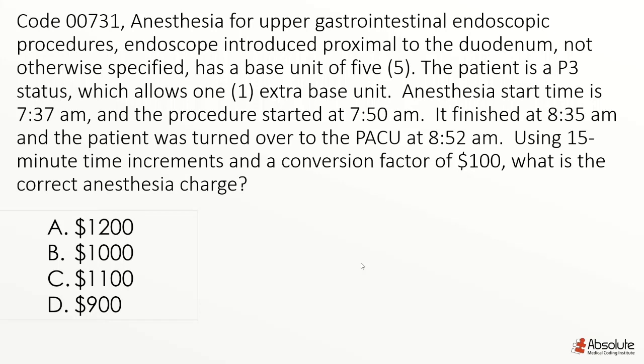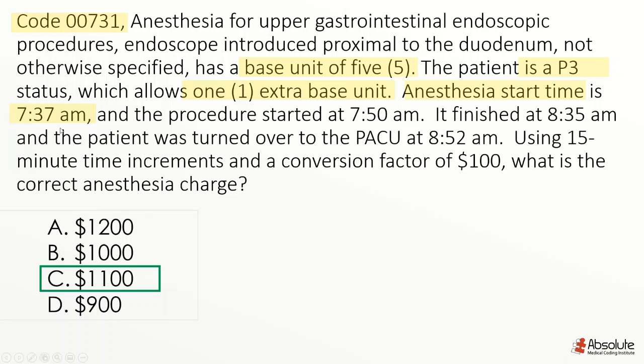All right, so we're going to go ahead and unpack it. We are trying to figure out what is the correct anesthesia charge for this procedure, and the answer is C. I'm going to show you how we got there. For code 00731 anesthesia, they're having an upper GI endoscopic procedure. Our base unit is 5. This is a P3 status patient, so they are allowing one extra base unit.